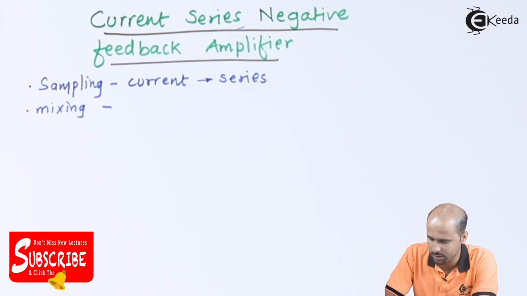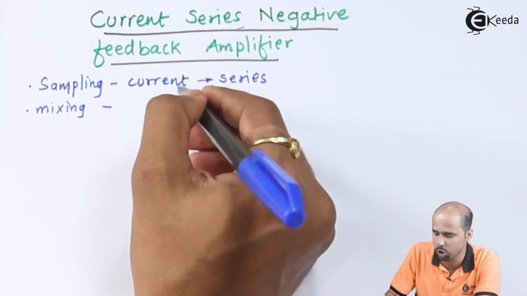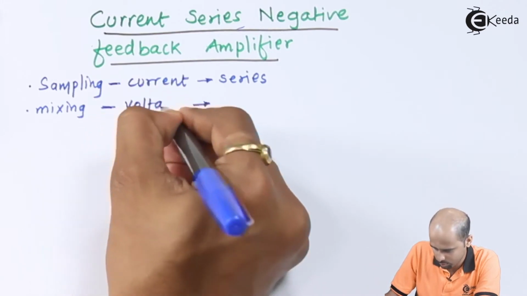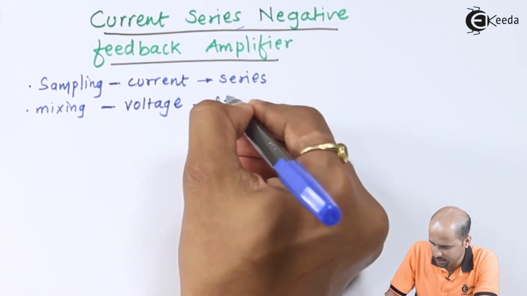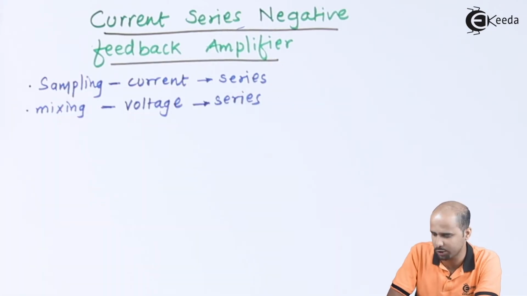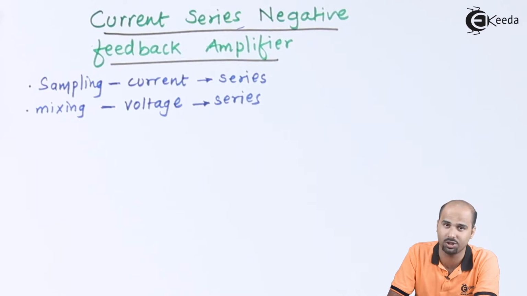Whenever I'm saying it's a series mixing, which parameter do I have to include? I have to include the parameter as voltage. So this is the voltage and this is your series. With these two factors, I will get to know how the connection should look. The parameter at the output side is current but the combination circuit is series, and the parameter at the input side is voltage and the connection is still series only.